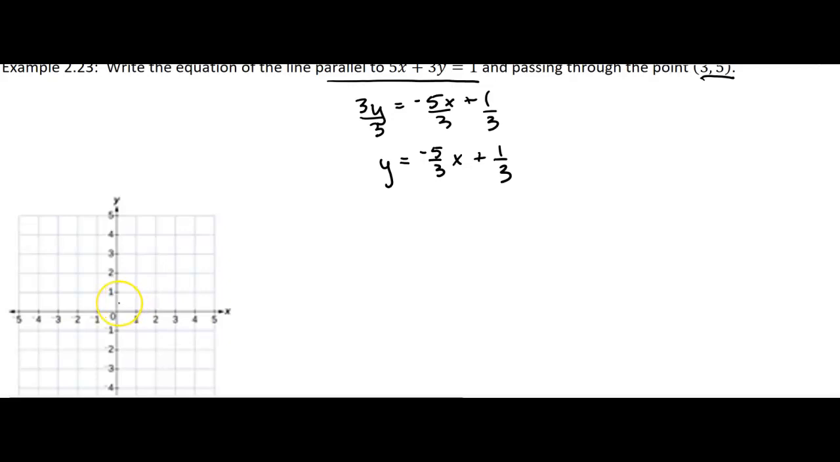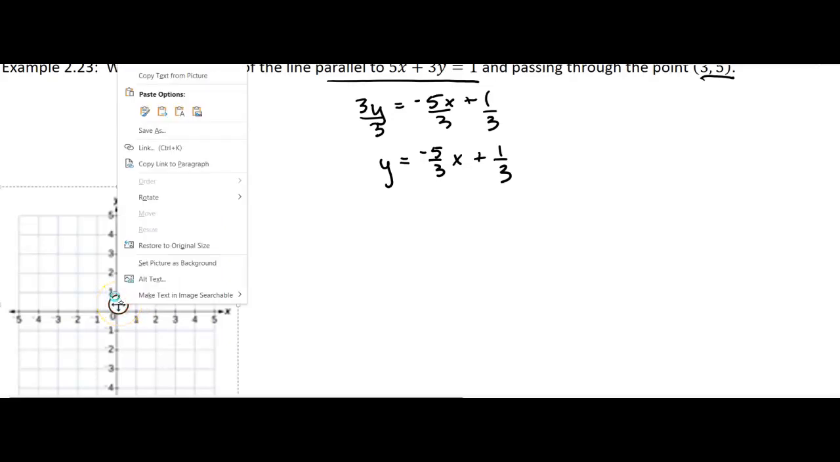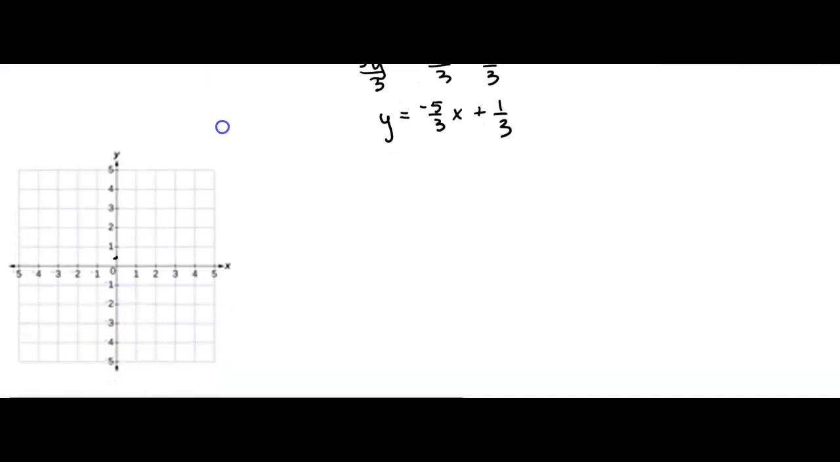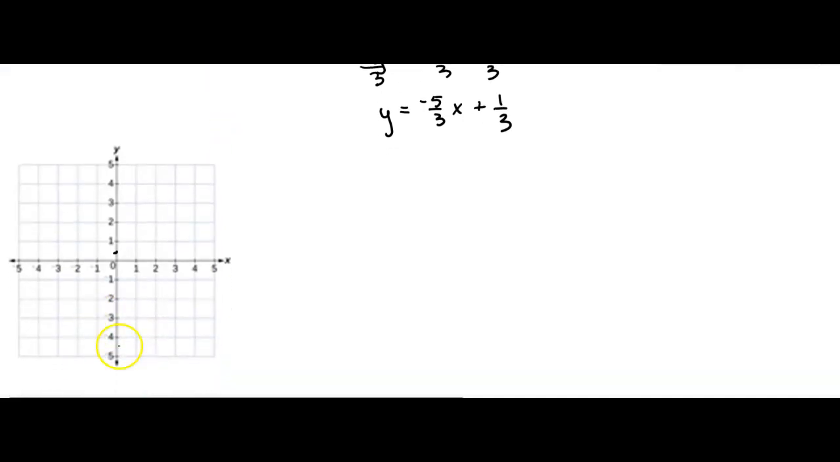The intercept is 1/3. And then if you were to count down 5, so let's see, 1, 2, 3, 4, a little more room, 5, and then over 3, it'd be like right there. And so there's a line, and you don't have to graph it this way. You could get a table of values, get some ordered pairs. But that is that line right there.